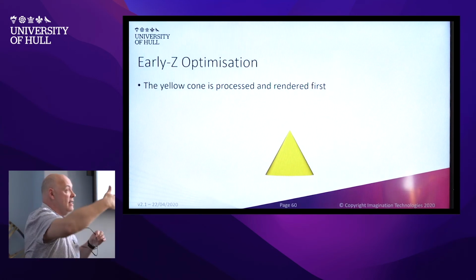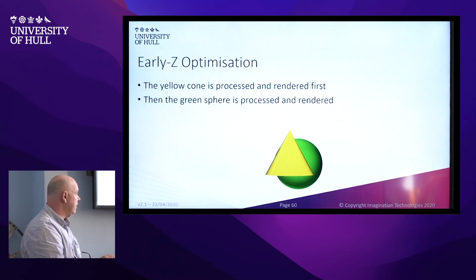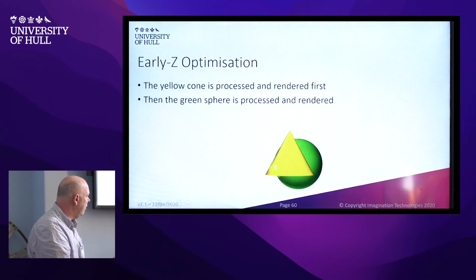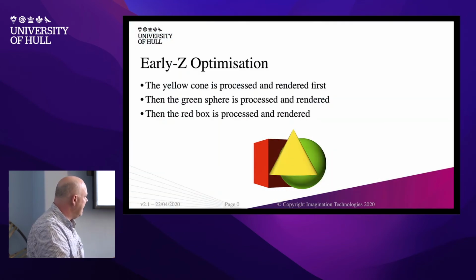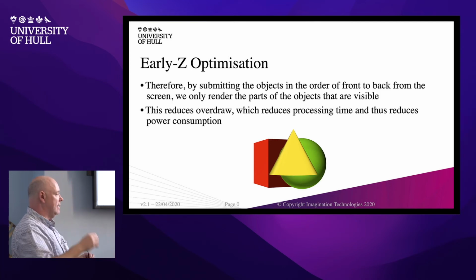We're not going to write anything over that. Then the second closest was the green sphere, so we can render that. Now, all the things behind the yellow cone don't get rendered, so we don't use that power, and so on. Then finally, we submit the red, and now only the bits that can be seen are actually processed and rendered. So as I say, what this is essentially doing is reducing power and just making everything so much better for us.